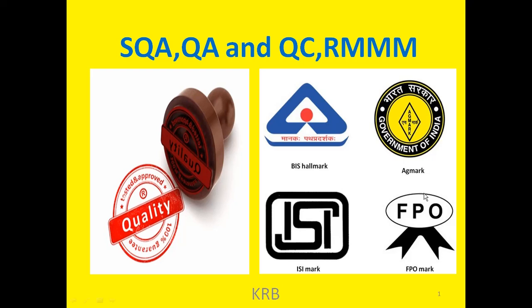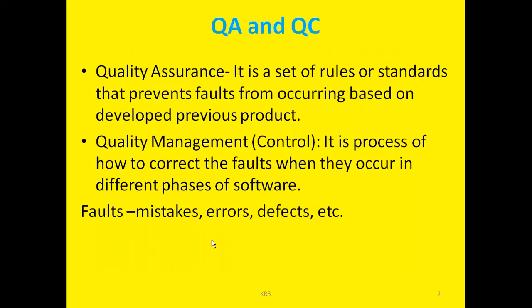So basically, in various countries, there are some signs or stamps given by the government for the best quality products, which are of high quality, like BIS hallmark, egg mark, ISI mark, FPO mark, etc. So basically, techniques like SQA and RMMM and CMMI are used for getting a high quality product and enhancing or focusing on getting a high productivity rate. So let's see what is SQA.